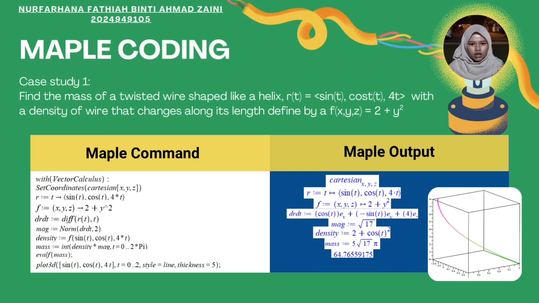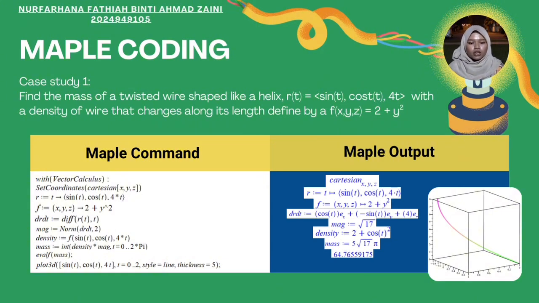My name is Nurfana Fatah and we go to the Maple solution or Maple commands. For case study 1, we are asked to find the mass of the twisted wire shaped like a helix defined by the curve r(t) equal to the vector (sin t, cos t, 4t). The density of the wire changes along its length, given by the function f(x, y, z) equal to 2 plus y squared.